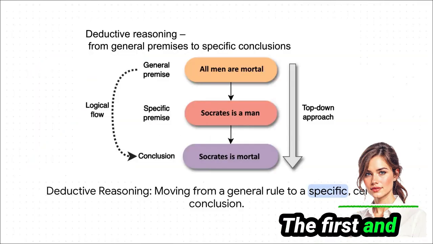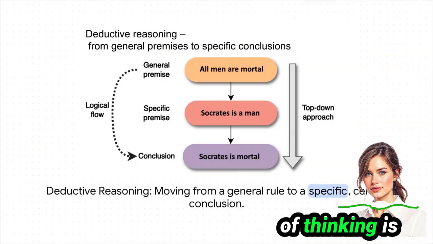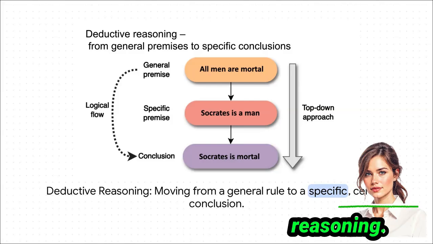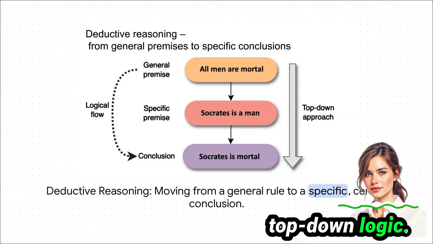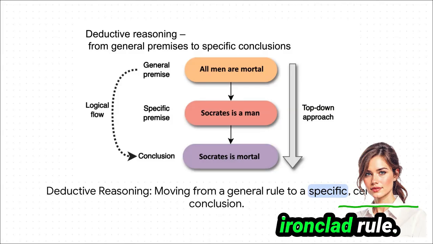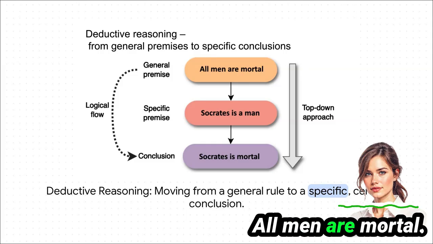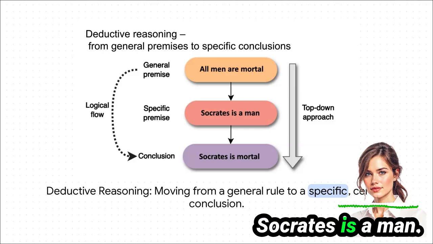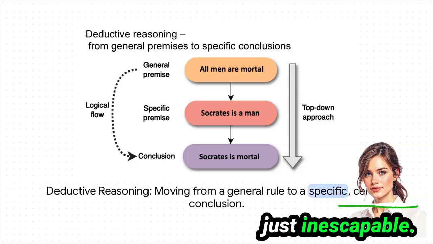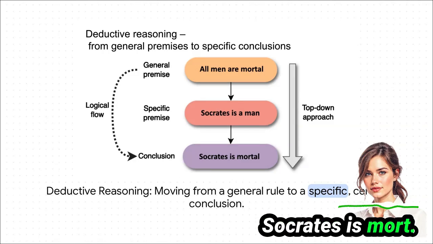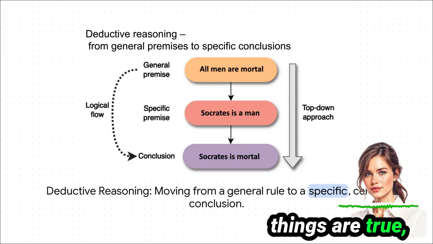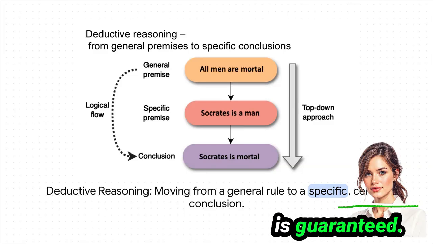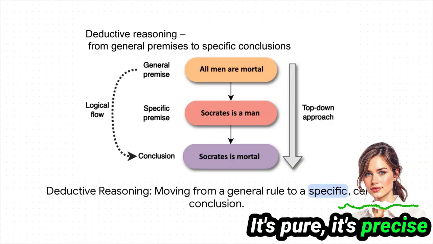The first and most classic style of thinking is called deductive reasoning. Think of it as top-down logic. You start with a general, ironclad rule. All men are mortal. Then you introduce a specific fact. Socrates is a man. The conclusion is just inescapable. Socrates is mortal. If the first two things are true, the conclusion is guaranteed. It's pure, it's precise, and it's certain.